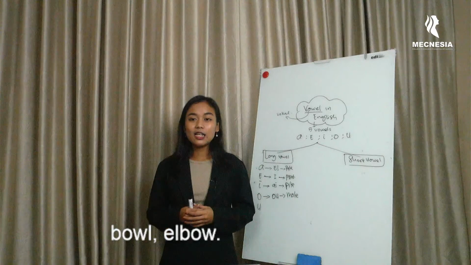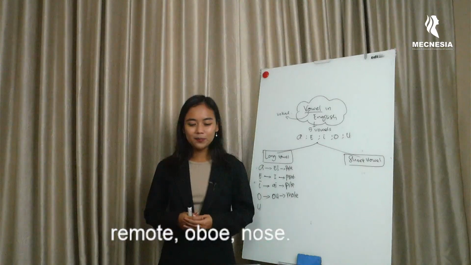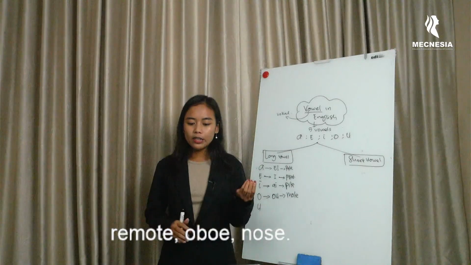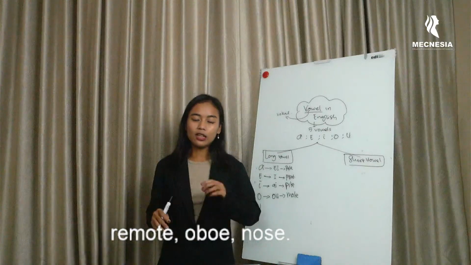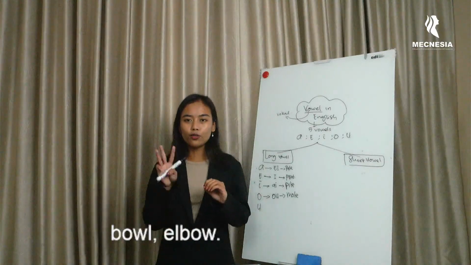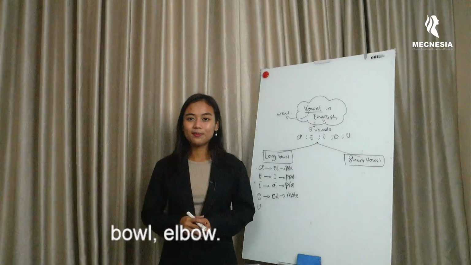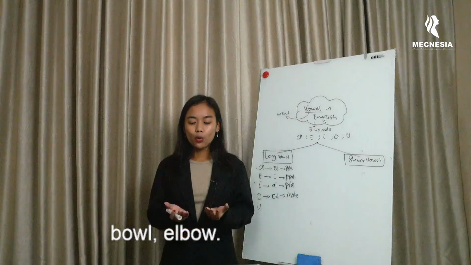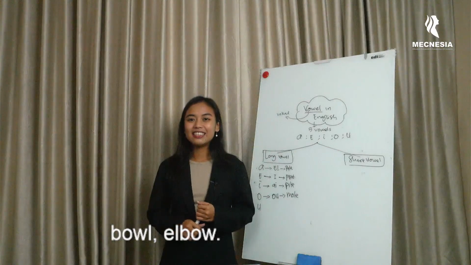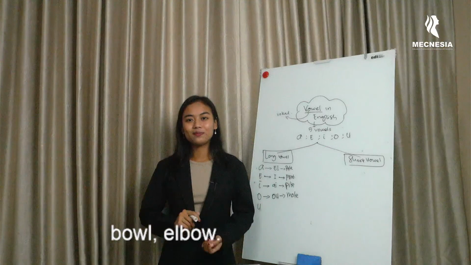The next is B. Selanjutnya yang B. So when the O is followed by W, ketika huruf O-nya diikuti oleh huruf W. For example, like bowl. Let's try it together. Bowl. Next, elbow.